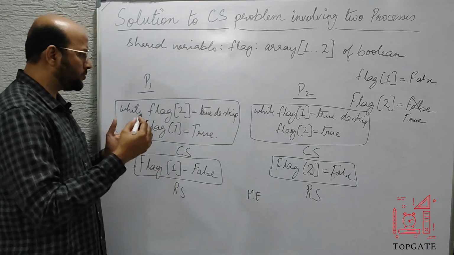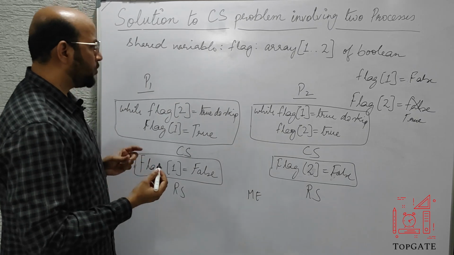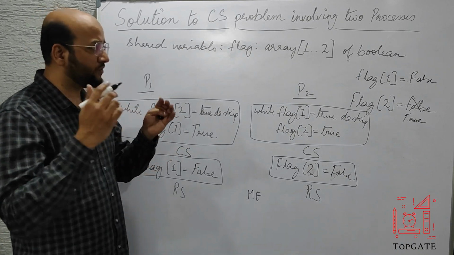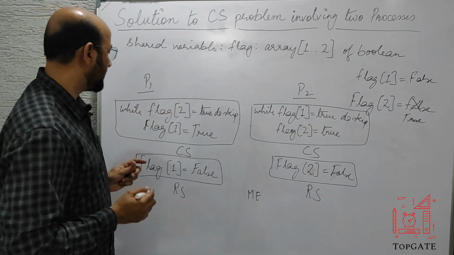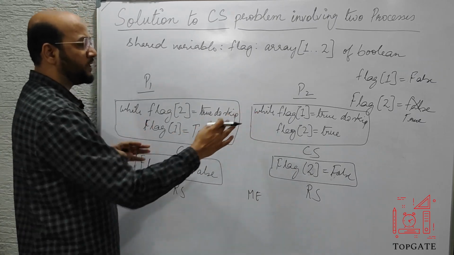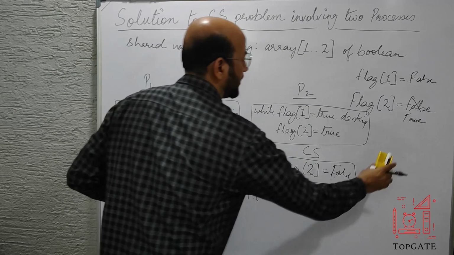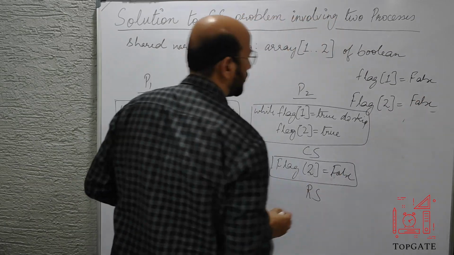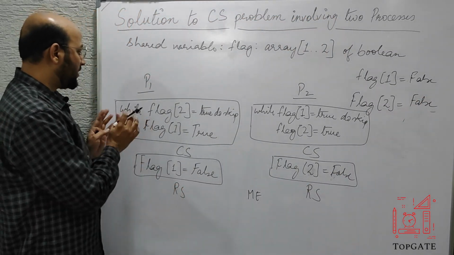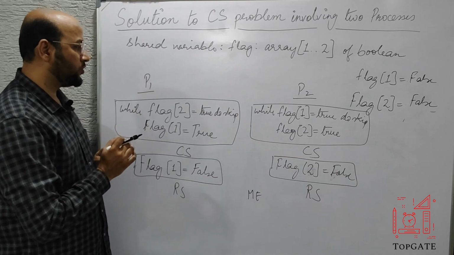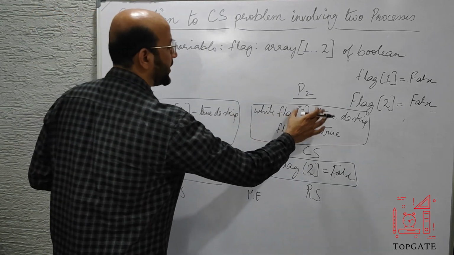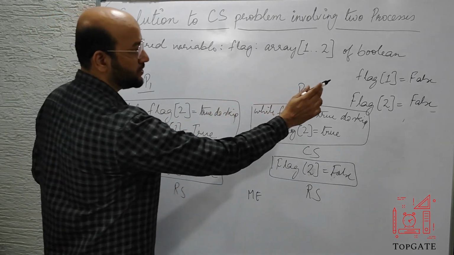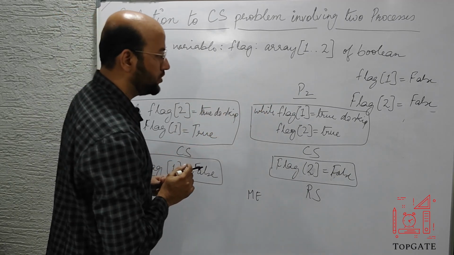Clear? Now let's assume one more scenario in this one. Suppose P1 and P2 both are coming together. Clear? P1 and P2 at the very same moment they want to go to the critical section. Clear? So we'll see side by side both these codes. So initially let's change the values. So initially the value of flag 1 is equal to false, the value of flag 2 is equal to false. So P1 will write while flag 2 is equal to true, do skip. P2 will write while flag 1 is equal to true, do skip. Clear? And the value of flag 1 is false, the value of flag 2 is equal to false.